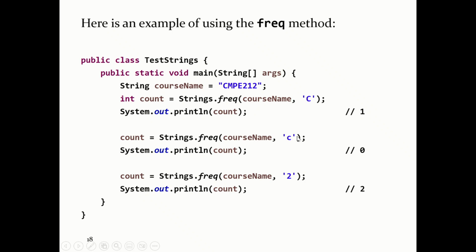Characters are case sensitive, so lowercase c is not the same as uppercase C. If you ask how many times the lowercase c appears in there, the answer is 0. How many times does the 2 appear in here? Notice that's 2 as a char literal, not 2 as an int, so it's inside single quotes. And of course you get 2.